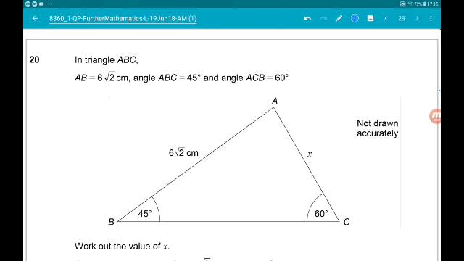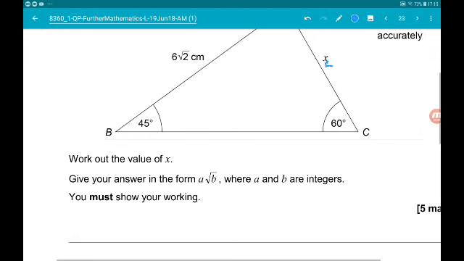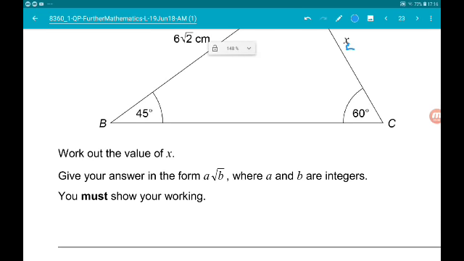Okay, so trigonometry. In triangle ABC, AB is 6 root 2 centimeters. Angle ABC is 45 degrees, and angle ACB is 60 degrees. Now we got this side length over here of x, and as always our mission is to work out the value of x in the form a root b, where a and b are integers.